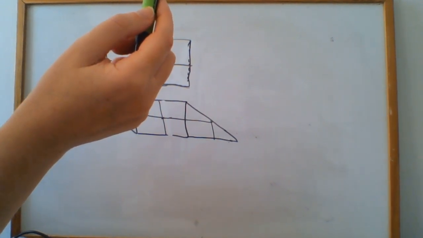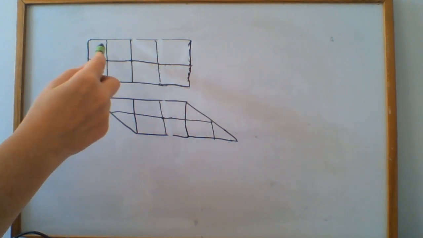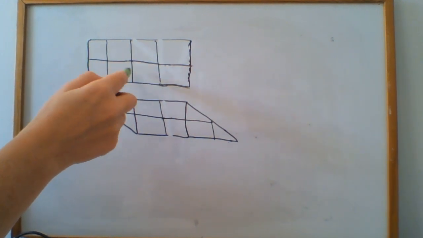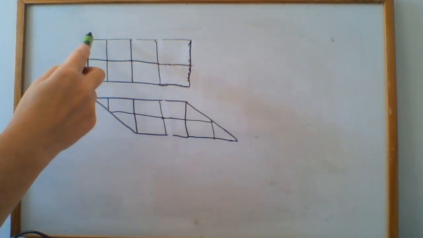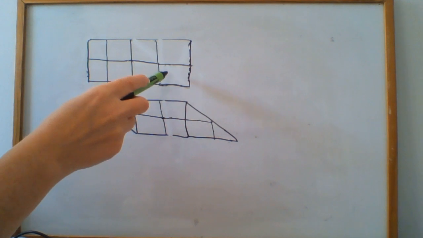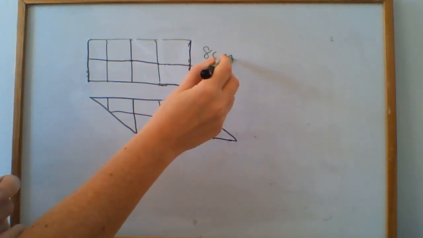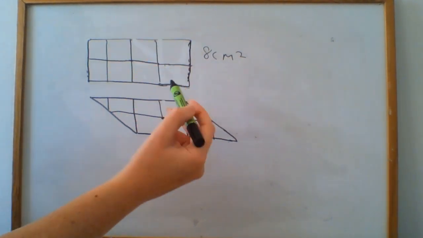You're asked then to look at the areas of both these shapes. So for the area this one takes up, you could count the squares, 1, 2, 3, 4, 5, 6, 7, 8, but you know a rectilinear shape, which has right angles, you can just do length times width. 4 times 2 would give you 8 centimetres squared for the area of the rectilinear shape.